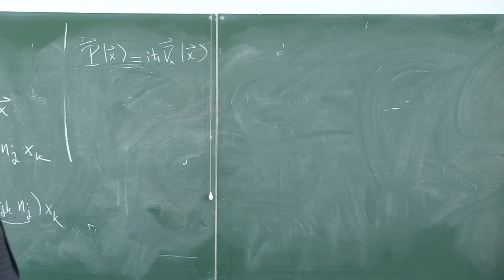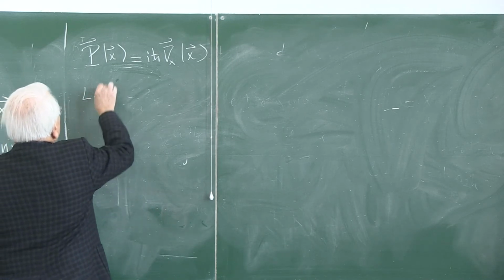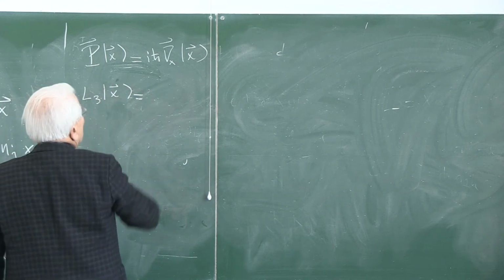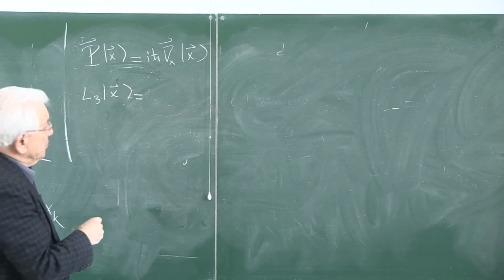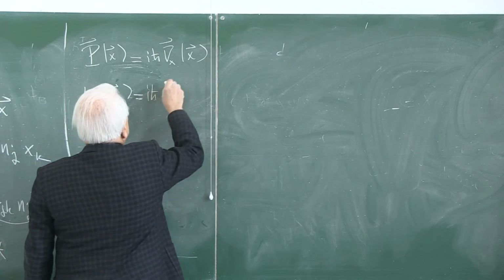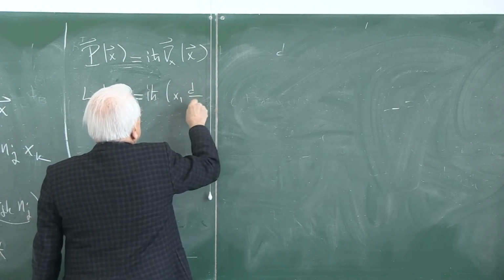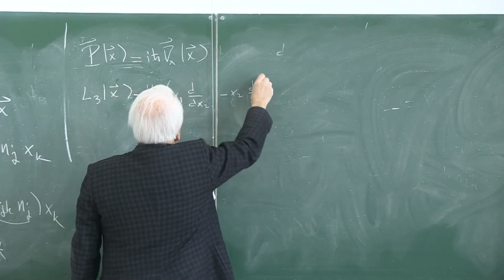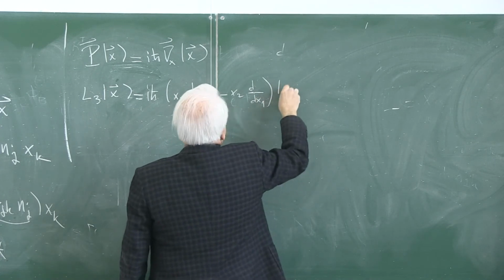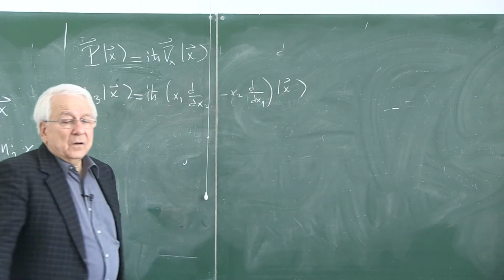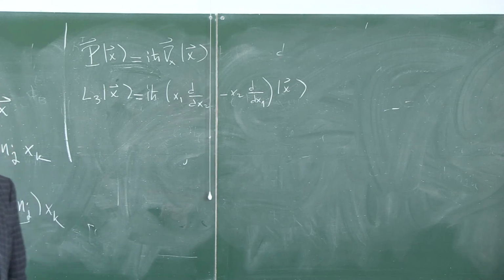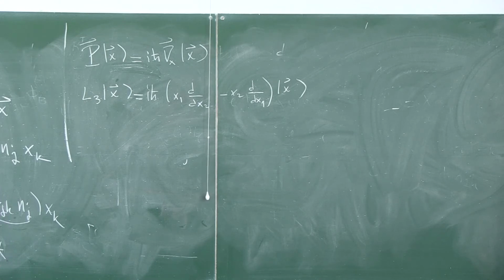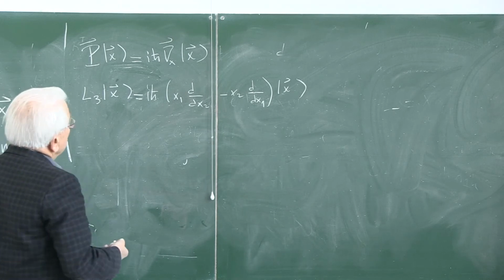Therefore, L3 on x is X1 P2, therefore i h bar, x1 d/dx2 minus x2 d/dx1, acting on x. Now I go from capital letters to small letters, because capital X acting on the position eigenvector gives you the eigenvalue, which is little x. Okay. That's nice.